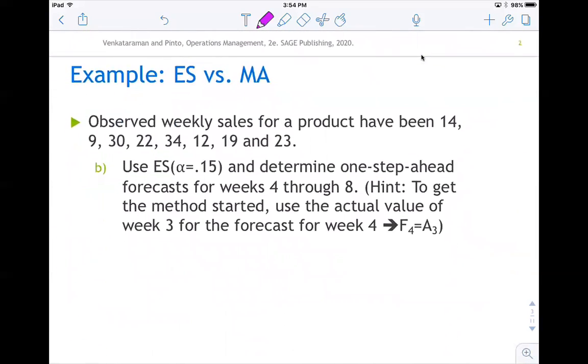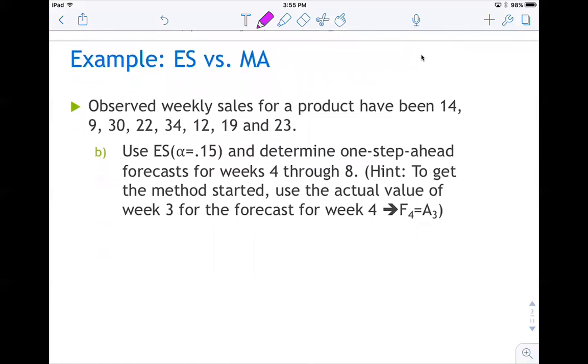All right, so let's jump into this exercise where we get to sharpen our skills on both the moving average method and the exponential smoothing method one more time. You recall this exercise from last week's videos. We are going to work on it this time by using the exponential smoothing method, and we get to compare our results with the moving average method.